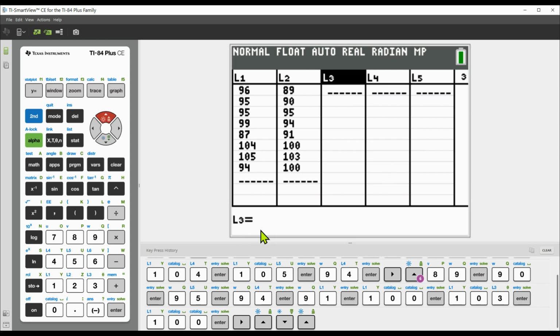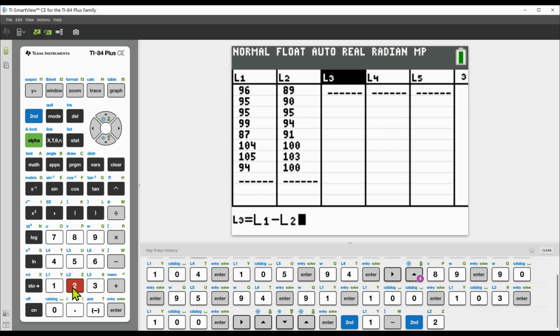Okay, so notice how I went over to L3. I'm going up to L3. I'm going to hit enter, and I'm going to do L1 minus L2. It's going to subtract for me. So second number one minus second number two.